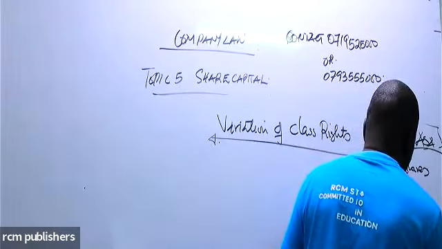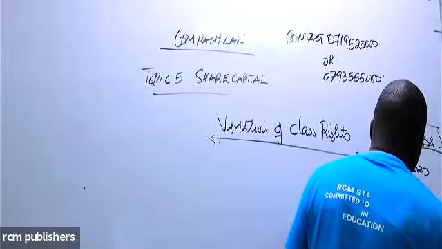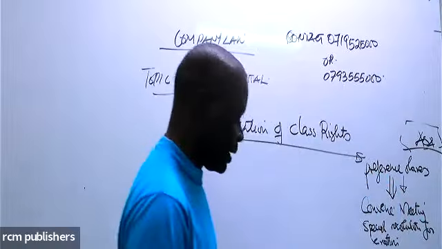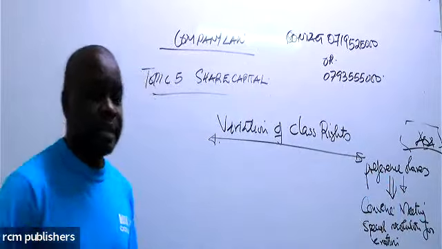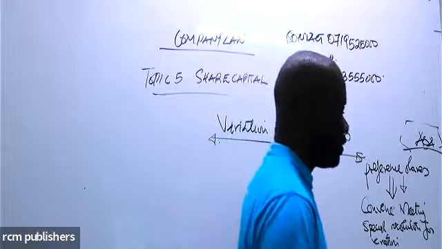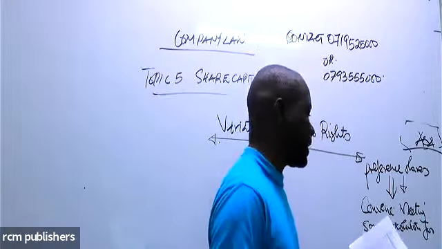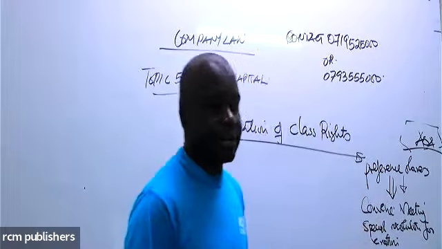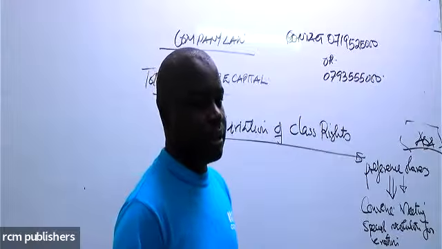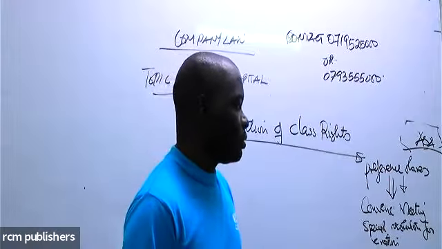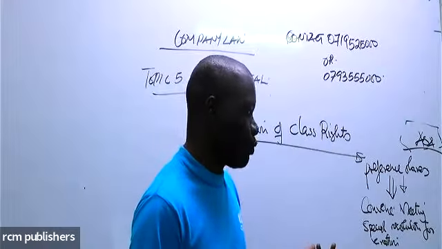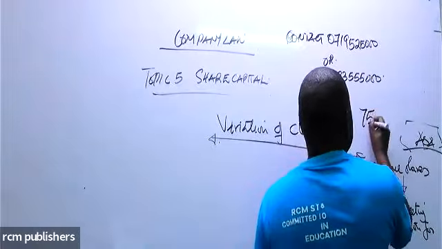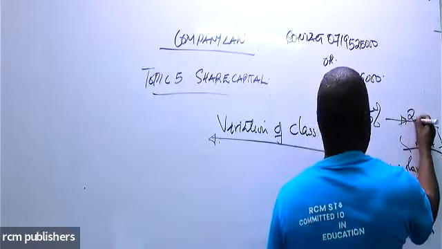A special resolution for variation of class rights. A special resolution requires what percentage of voting rights? 75% plus. 75% plus of the voting rights of the members of that class of shares should approve the variation of class rights. Of course, we'll have the minority. So we have said 75%, which leaves a gap of how many? 25.